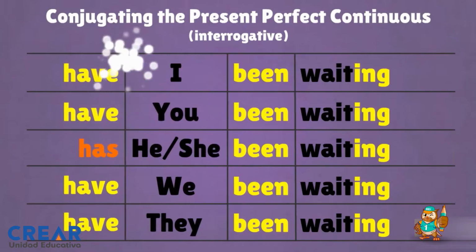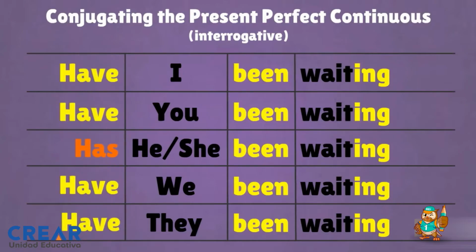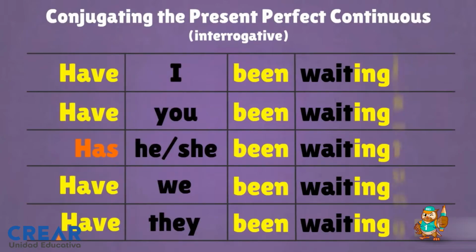Okay, now the first one. Have I been waiting? It's the first one. Okay, one more time. Have I been waiting? The second. Have you been waiting? Remember, the third person. Has he or she been waiting? Then we have here. Have we been waiting? And finally, have they been waiting? It is pretty simple, right?